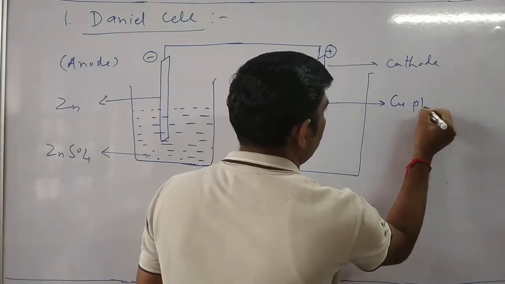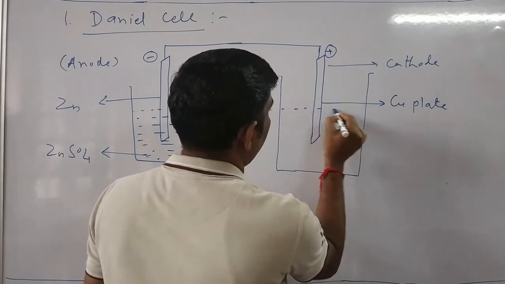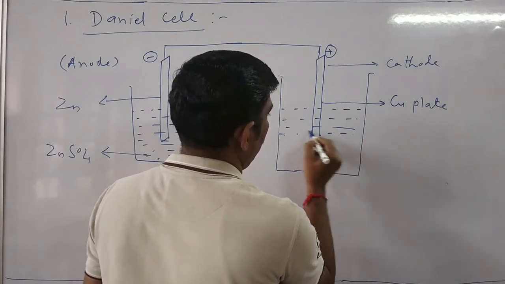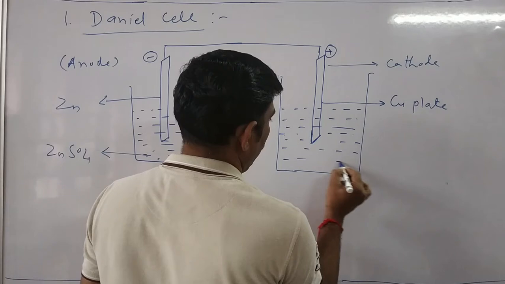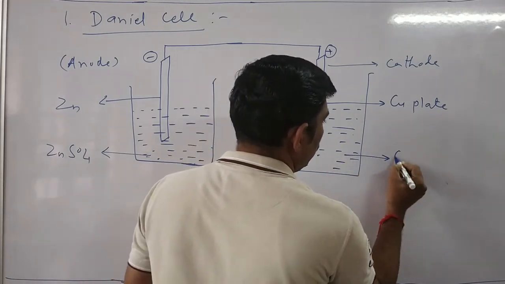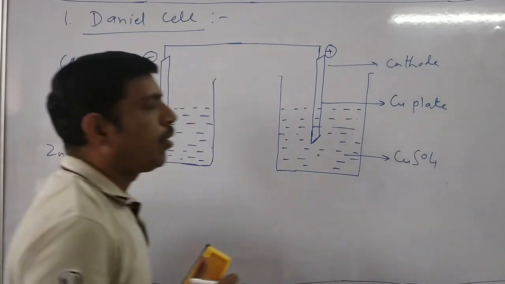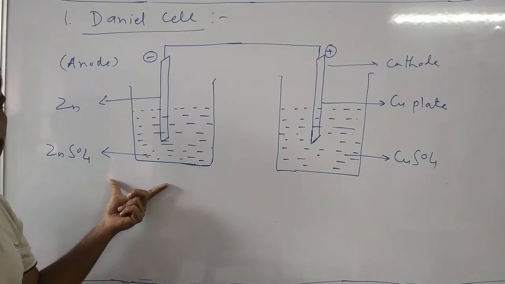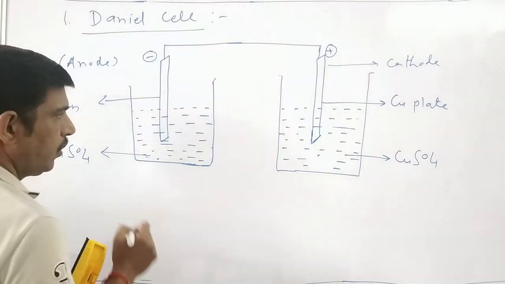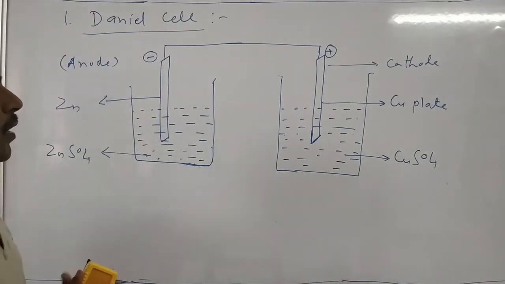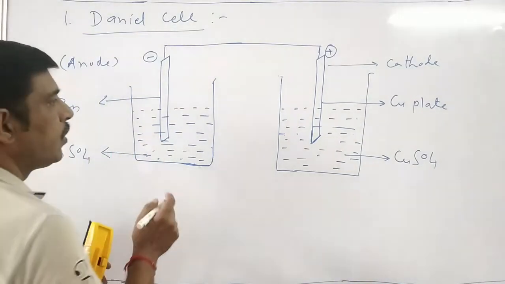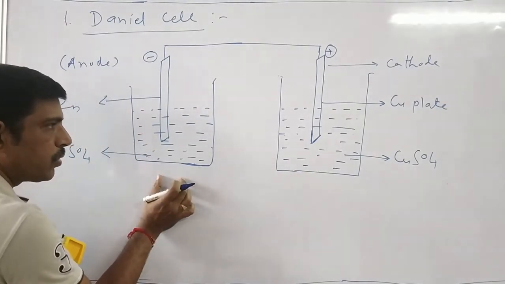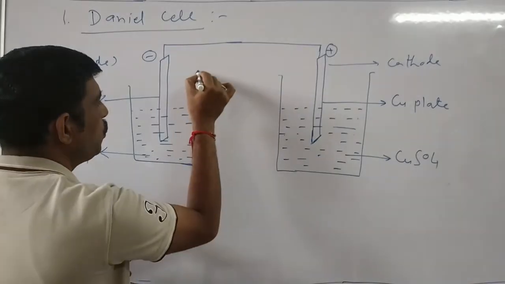a copper plate in copper sulfate solution. This is the copper sulfate solution. We know that the copper sulfate solution itself has a blue color, and the zinc sulfate is a colorless, whitish solution. Okay, so our Daniell cell is ready now. Again, one thing is required. To connect this one electrolytic solution and another electrolytic solution, we are using a U-shaped tube.